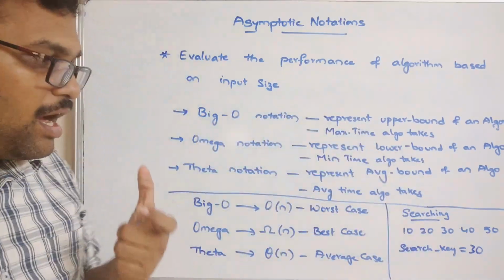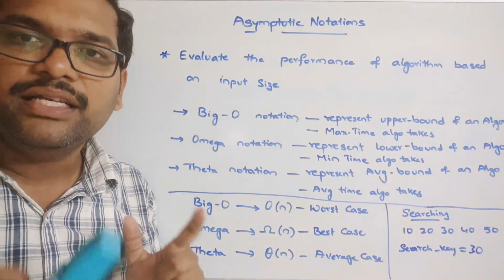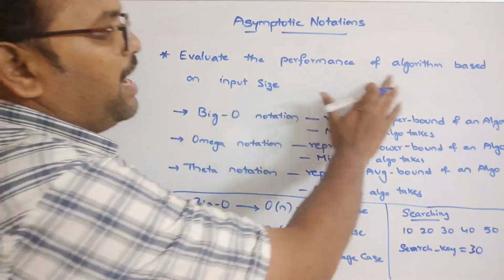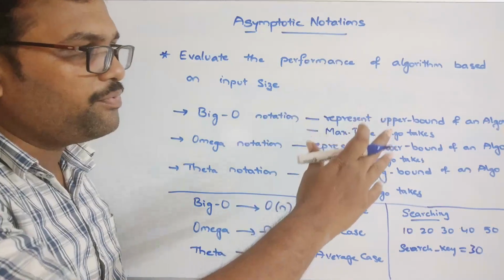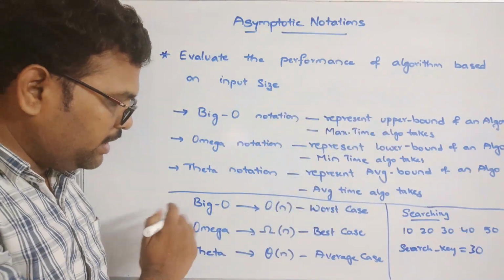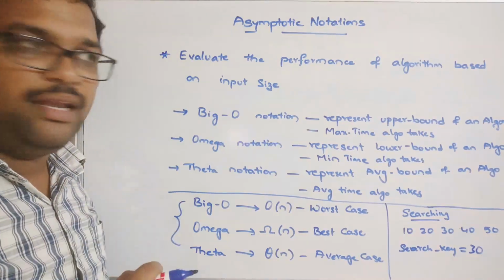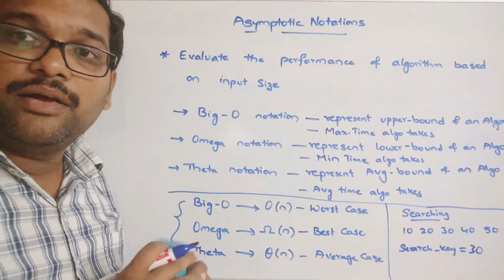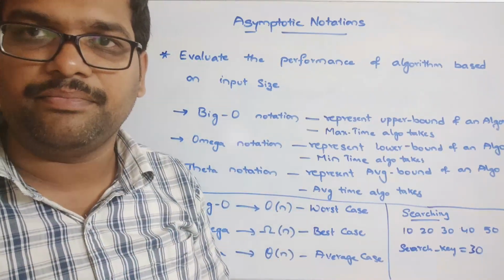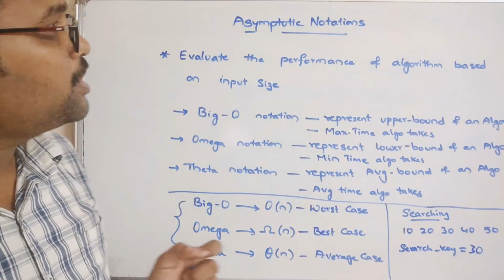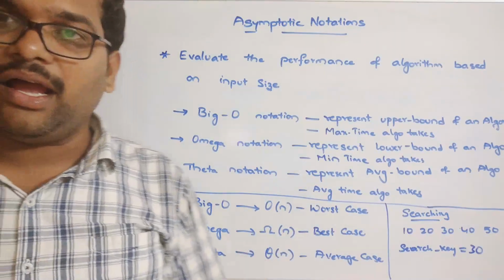How much time the algorithm takes to complete its execution is called the performance analysis, or performance of the algorithm, and that should be calculated with the help of these three notations: big O, omega and theta. Mainly this is used for representing the growth rate of an algorithm. Hope you understood these asymptotic notations: big O, omega and theta.